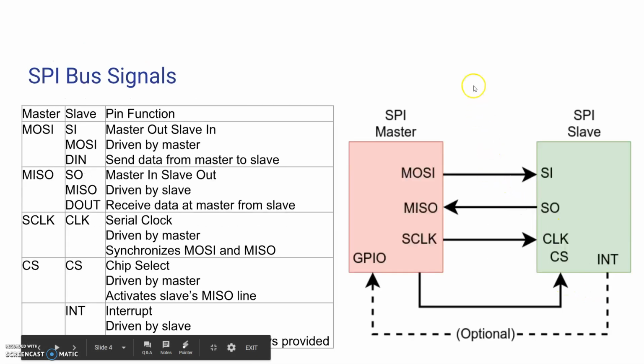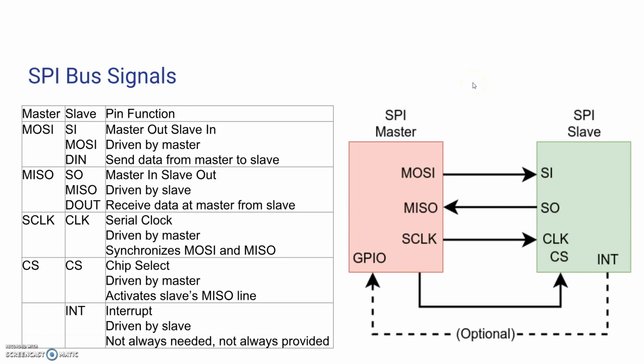Next slide. So, SPI bus signals. As I mentioned before, we have MOSI and MISO. MOSI stands for Master Out, Slave In. This implies that it's driven by the master, so the data is coming out of the master. It is being sent from the master to the slave device, slave in. MISO is the other way around. It's driven by the slave, so the slave sends the data out and it is received at the master from the slave.